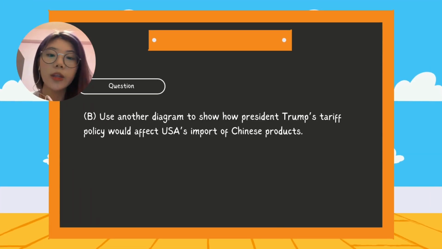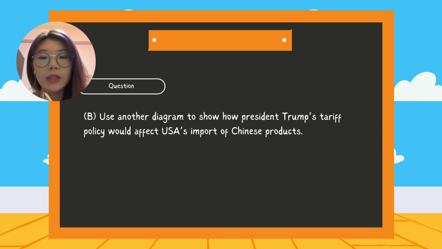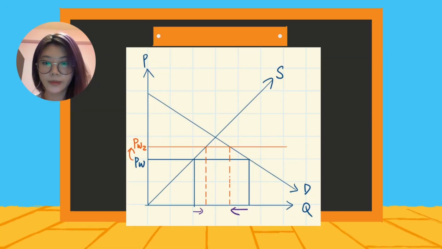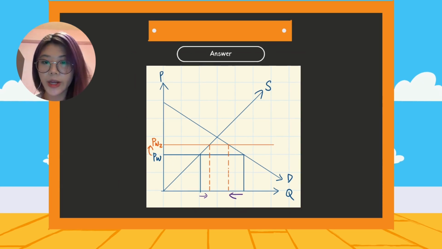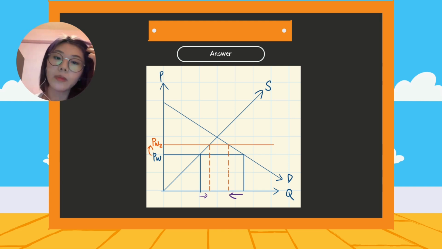Next, question B. Use another diagram to show how President Trump's tariff policy would affect the USA's import of Chinese products. And here's the diagram. Under free trade, the domestic price will equal the world price. But when a tariff is imposed on imports, it raises the domestic price above the world price by the amount of the tariff. So when President Trump's tariff policy is enacted, the price would rise by the amount of the tariff and lead to a decrease in imports.